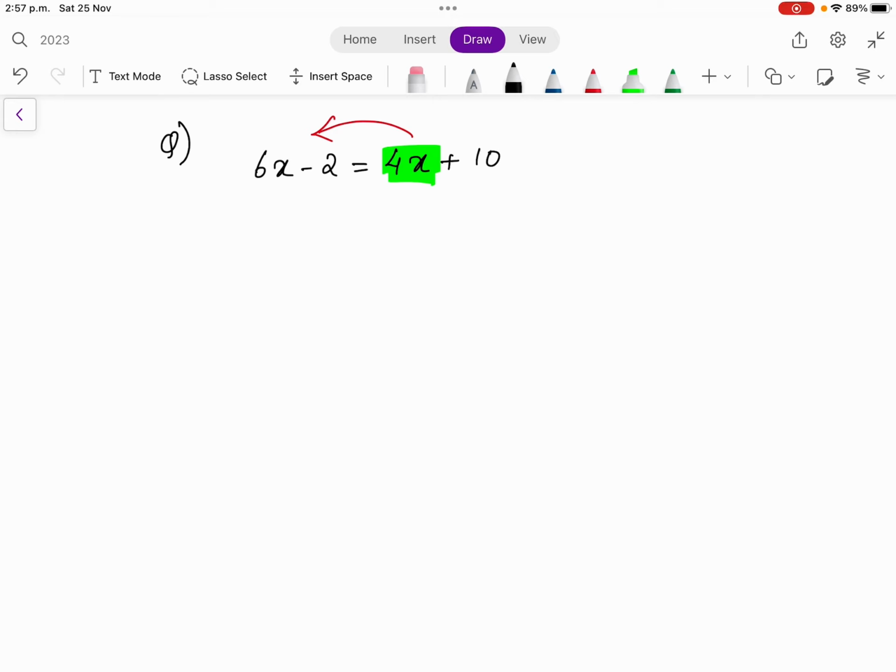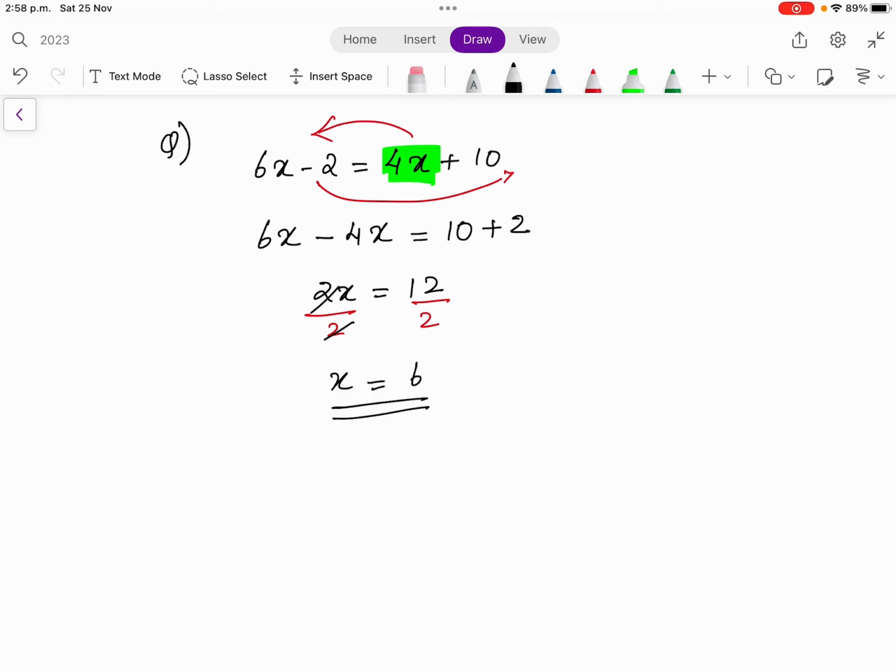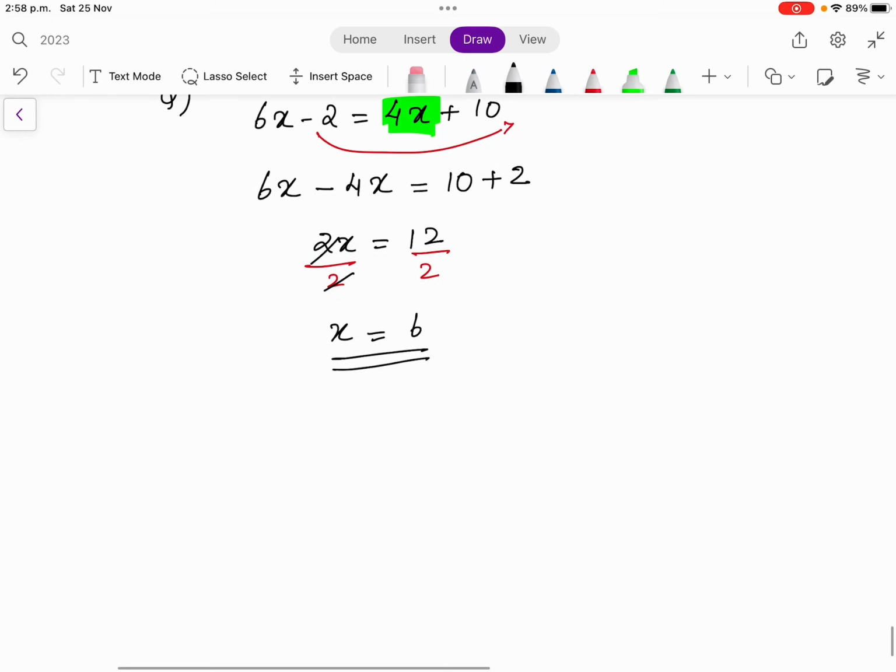So what you do is, you keep 6x on this side, and when bringing 4x to the left hand side, it becomes minus 4x. And then this number you have to bring it to this side, so that will become 10 plus 2. Okay, now you simplify. 2x is equal to 12, and then you divide by 2. This 2 will get cancelled, so x is equal to 6. Okay, let us try one more question.